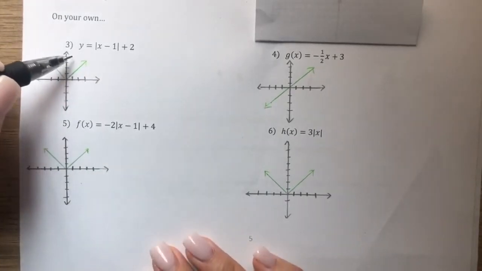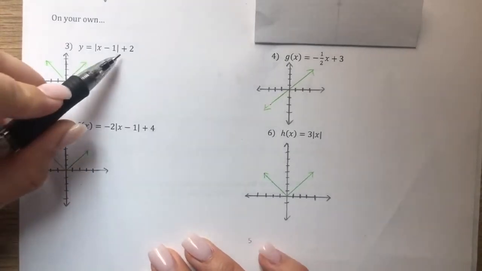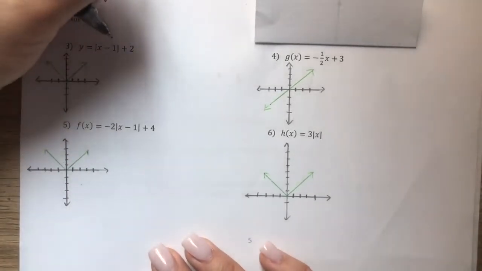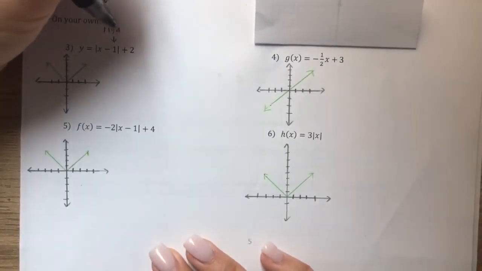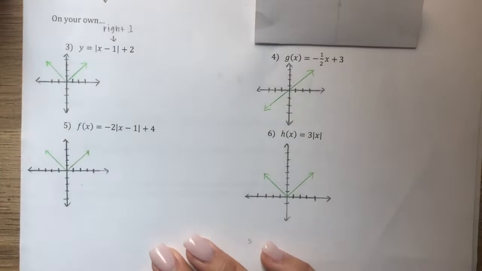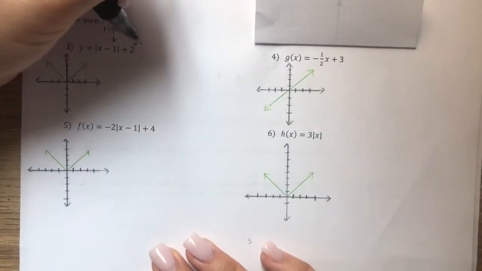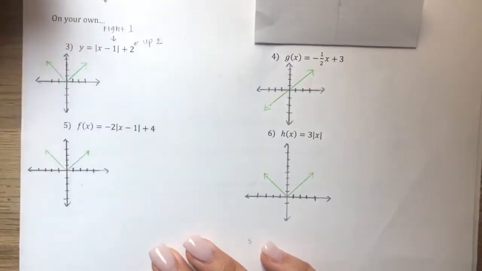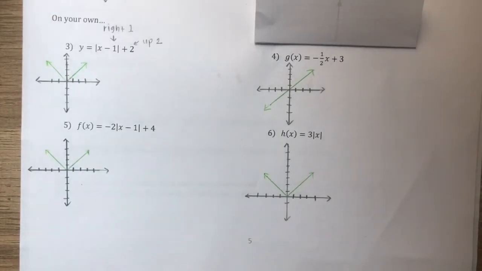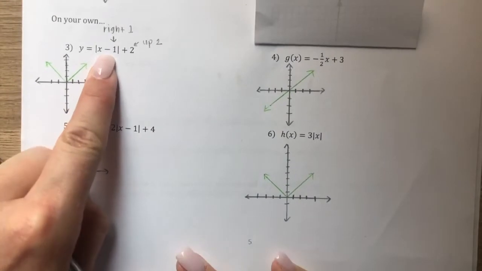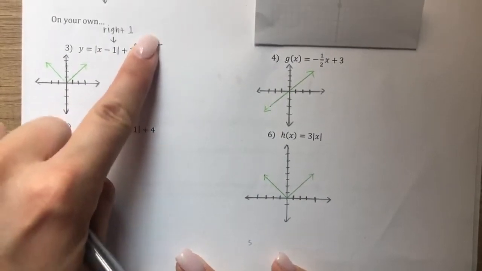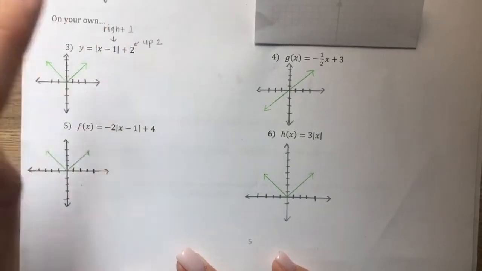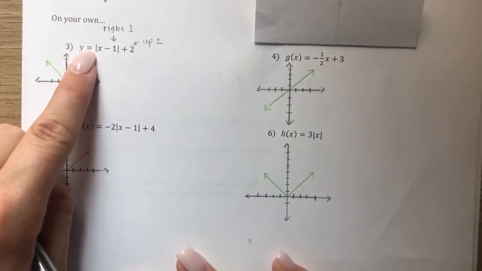So with number 3, y equals absolute value of x minus 1, plus 2. This minus 1 right here is telling me that I need to go right 1. And then this plus 2 is telling me that I need to go up 2. So at some point you should be getting it down pretty quickly on what each number does. Anything inside the absolute value bars, I'm shifting left or right. Anything added outside, I'm shifting up or down, depending on if it's positive or negative. And if I had a number out in front here, that would be a stretch.